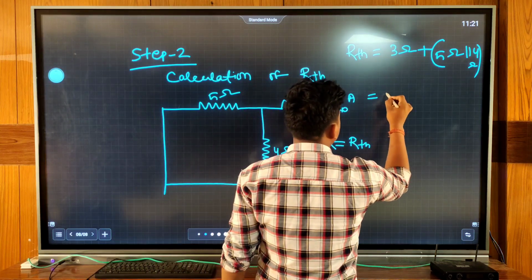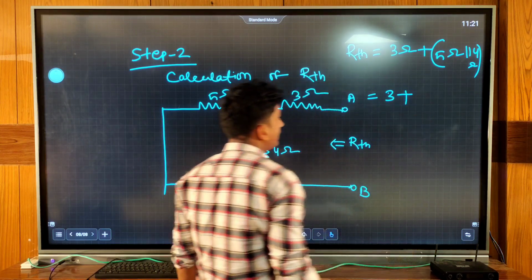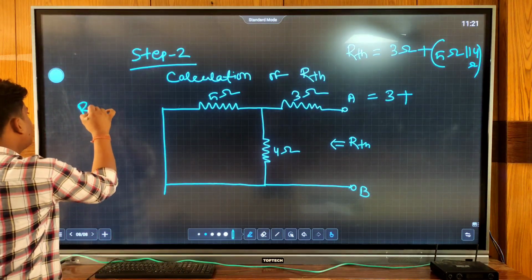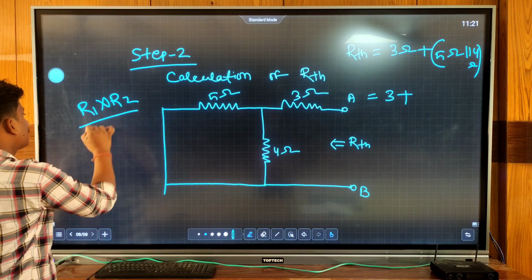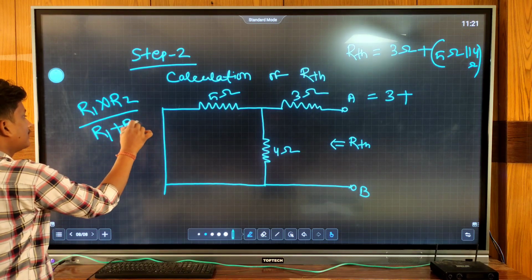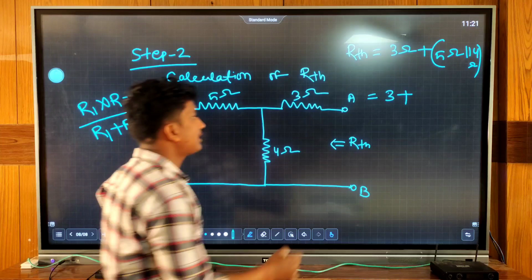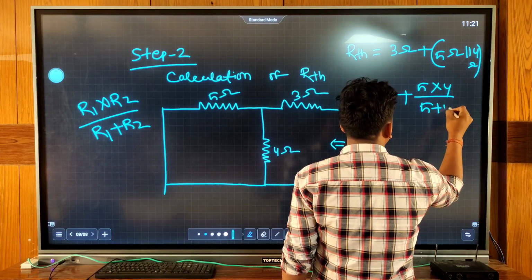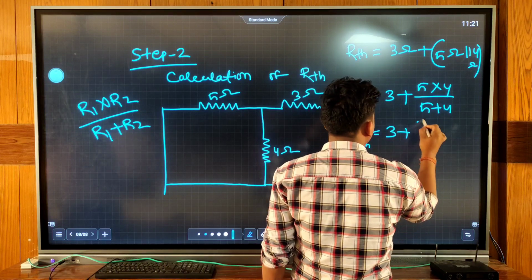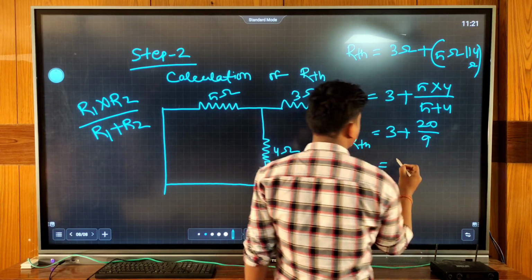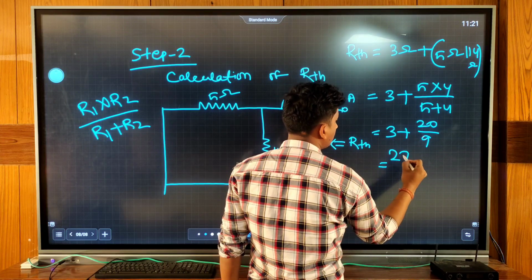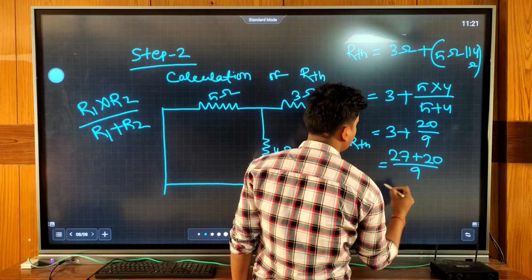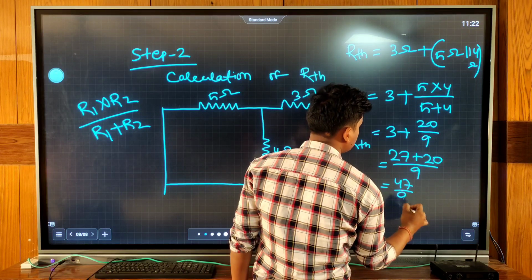So 3 plus. I have told before that if there are two resistors in parallel, then the net resistance will be R1 into R2 divided by R1 plus R2. Not to go for conventional things, that is 1 by R1 plus 1 by R2. Directly put R1 into R2, that is 5 into 4 by 5 plus 4, that is 3 plus 20 by 9, or you can say 9 into 3, 27 plus 20 divided by 9, which is 47 by 9.